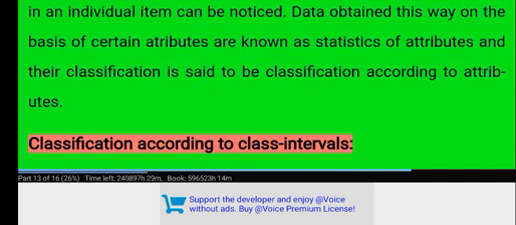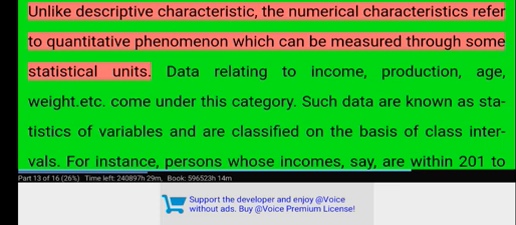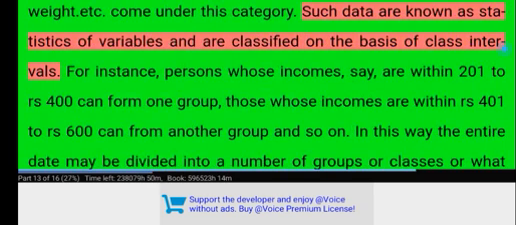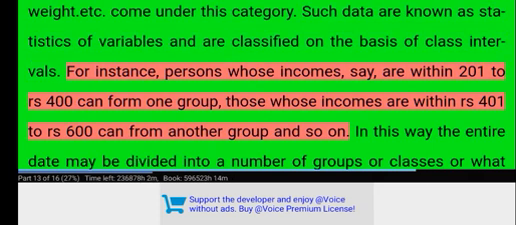Classification according to class intervals. Unlike descriptive characteristics, the numerical characteristics refer to quantitative phenomenon which can be measured through some statistical units. Data relating to income, production, age, weight, etc. come under this category. Such data are known as statistics of variables and are classified on the basis of class intervals. For instance, persons whose incomes, say, are within 201 to 400 rupees can form one group, those whose incomes are within 401 rupees to 600 rupees can form another group, and so on.